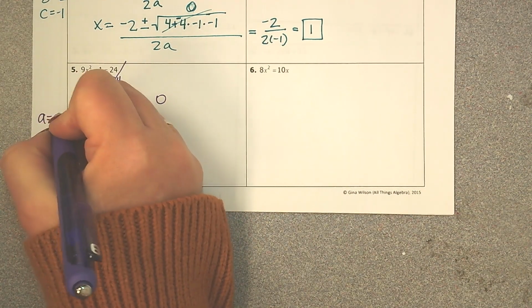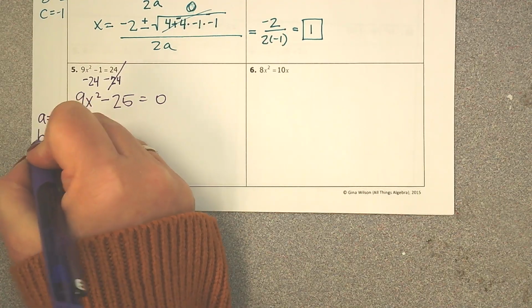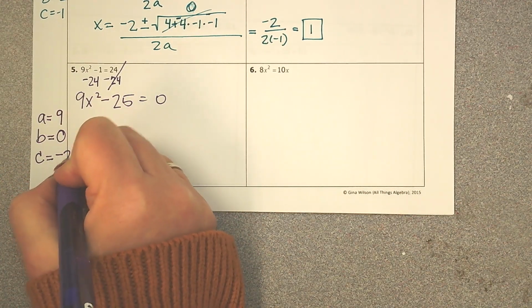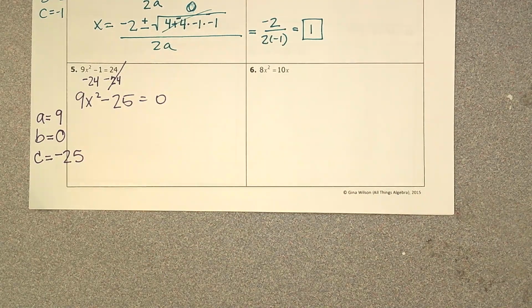What is a, b, and c? B is 0. B is the term that goes with x. There is no x. So A is 9, B is 0, C is negative 25. C is the constant. Remember, C for constant. That means it does not have a variable. It stays constant.